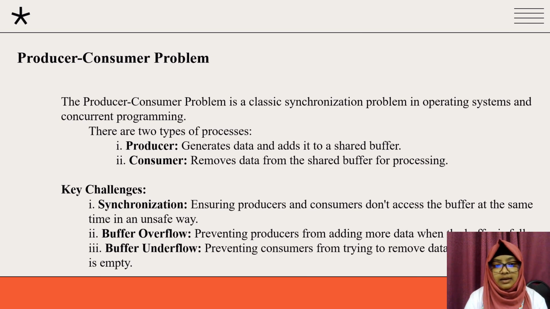Key issues. Synchronization: ensure producers and consumers don't access the buffer at the same time in an unsafe way. Buffer overflow: preventing producers from adding more data when the buffer is full. Buffer underflow: preventing consumers from trying to remove data when the buffer is empty.